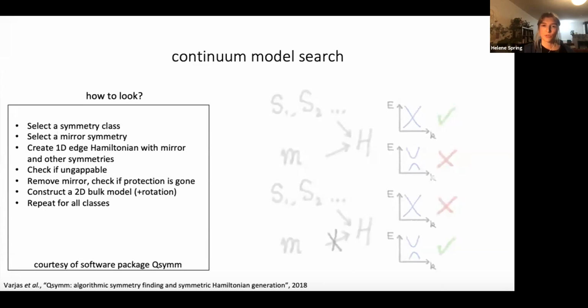One functionality of Qsim is to take symmetry representations and work out all the allowed terms of a Hamiltonian respecting these symmetries can have, so there's no need to work it all out by hand anymore.